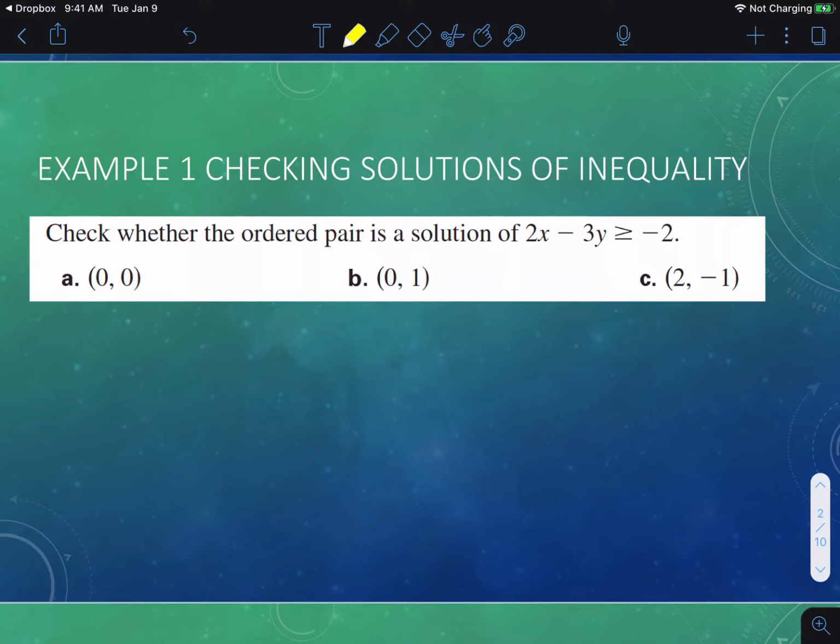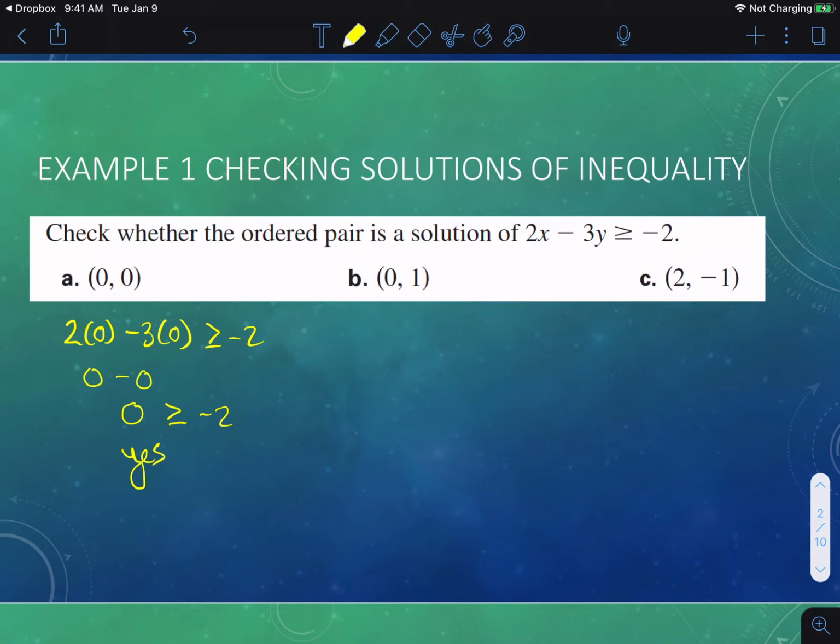Now we're going to put in (0, 0), where x is 0 and y is 0, and when we do that we get 2 times 0 minus 3 times 0, and is that greater than or equal to negative 2? That's what we're asking. So 2 times 0 is 0, minus 0 becomes 0. Is that greater than or equal to negative 2? Since 0 is to the right of negative 2, the answer is yes, it is. So that is a solution. That's a good way to do it.